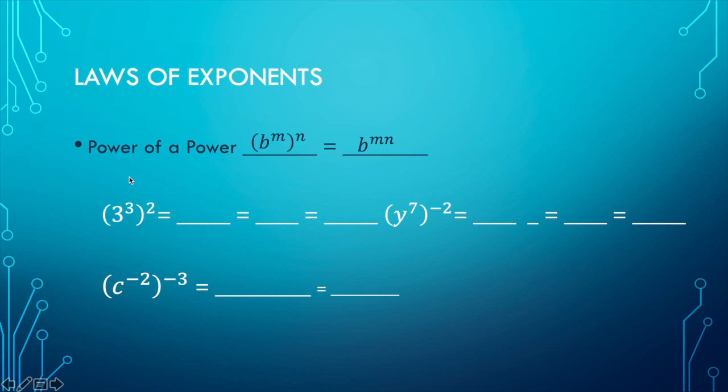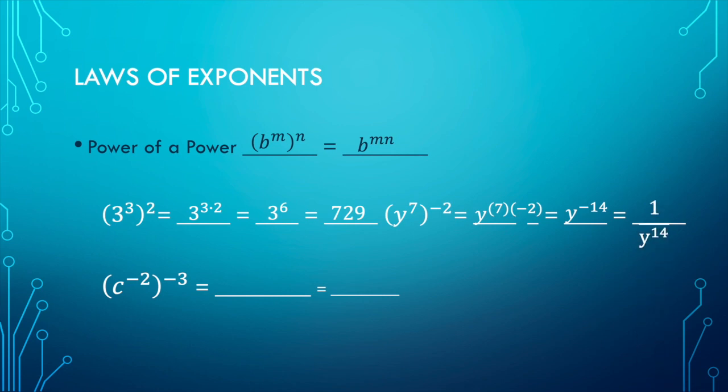And so this we could say 3 cubed raised to the 2nd power is 3 to the 3 times 2, or 3 to the 6th, and we could evaluate that to be 729. Y to the 7th power raised to the negative 2 power, well, that will be y to the 7 times negative 2, which is y to the negative 14. And that negative exponent we can make positive by pushing it to the denominator, 1 over y to the 14th power.